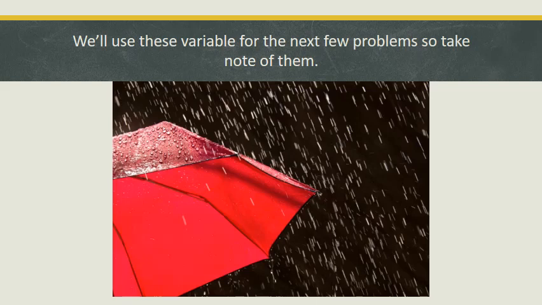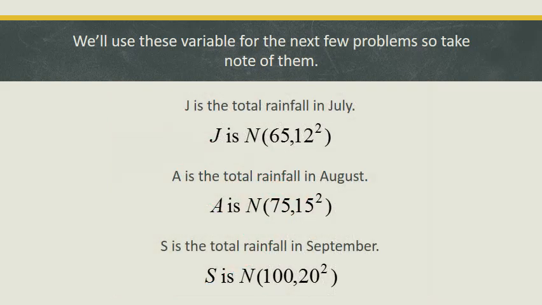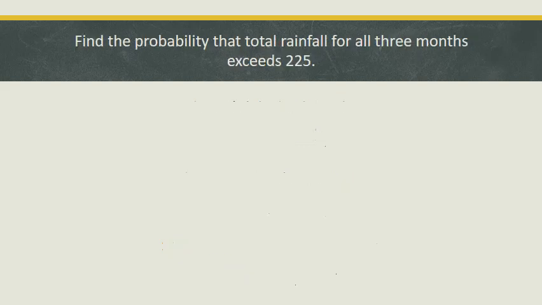Here are some normally distributed variables that I want you to memorize for now because we're going to use them for about 4 or 5 questions. They represent rainfall, and J is July, A is August, and S is September. So the first question is about the total rainfall for all 3 months. And we need to find the probability that the total is greater than 225.